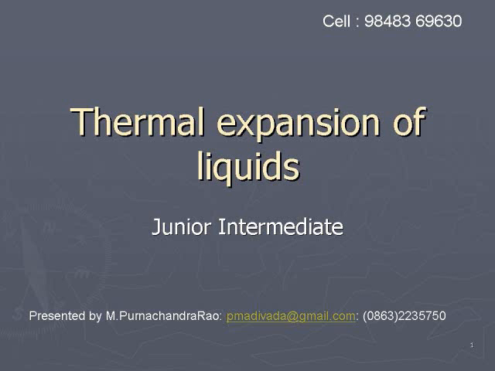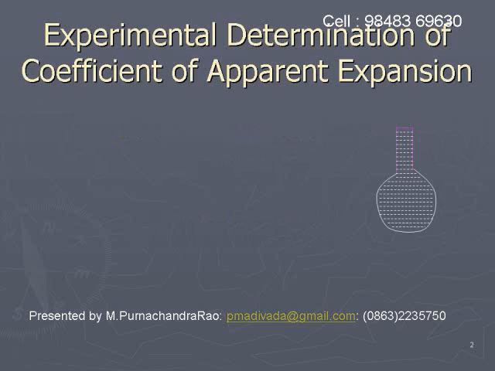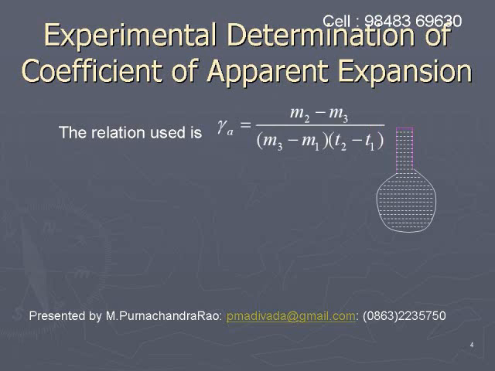Experimental determination of coefficient of apparent expansion. The relation used is gamma A is equal to m2 minus m3 divided by m3 minus m1 into T2 minus T1. This is the relation used.